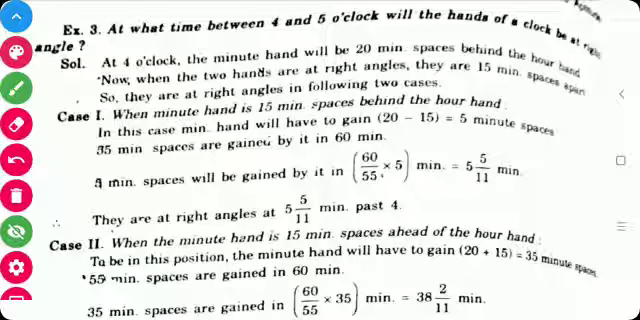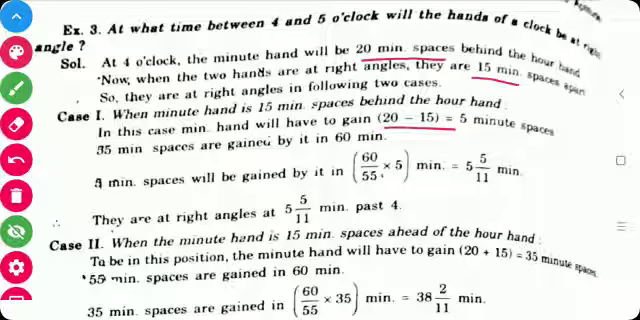At 4 o'clock the minute hand will be 20 minutes space behind the hour hand. At 4 o'clock the hour hand is at 4 and the minute hand is at 12, so there is a 20-minute space. Now when the two hands are at right angle, they are 15-minute spaces apart. So they are at right angles in the following two cases. First is when the minute hand is 15 minute spaces behind the hour hand. In this case, the minute hand will have to gain 20 minus 15, that is 5 minute spaces.